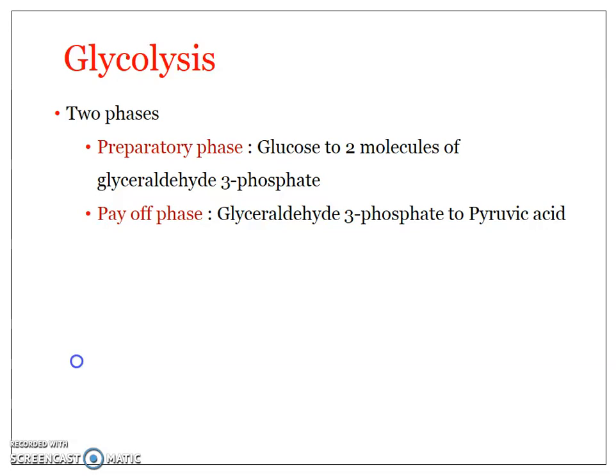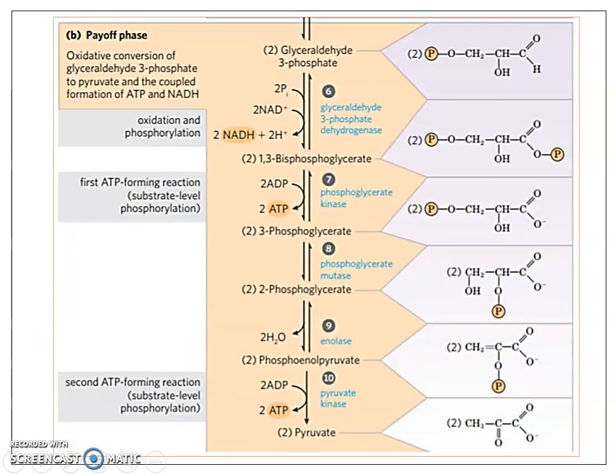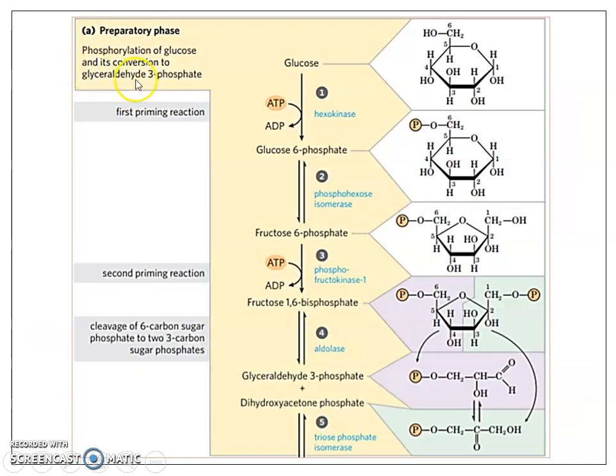Now in the next phase, that is the payoff phase, the energy generation phase, each of the molecules of glyceraldehyde 3 phosphate gets converted into 3 carbon pyruvic acid, and during this, ATP molecules are produced at various stages. Now we will see in detail what happens in each of the phases. The first one is the preparatory phase. As already mentioned, it involves phosphorylation of glucose and its conversion to glyceraldehyde 3 phosphate.